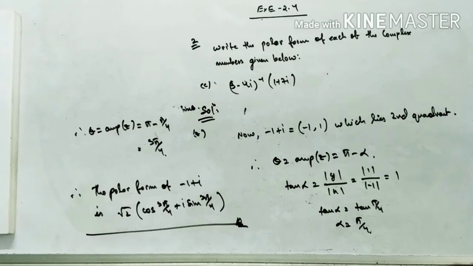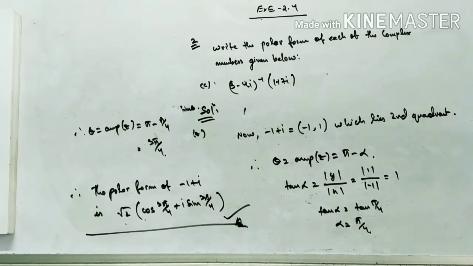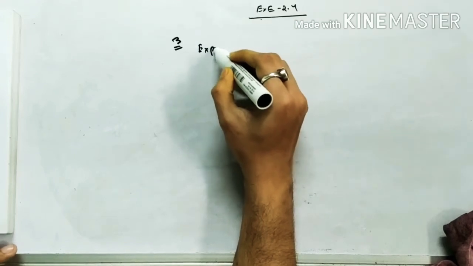Let's check the back answer. Type 2, number C: root 2 cos 3 pi by 4 plus i sin 3 pi by 4. This is the answer. So this is how we write a complex number in polar form. So next we will go to question number 3.